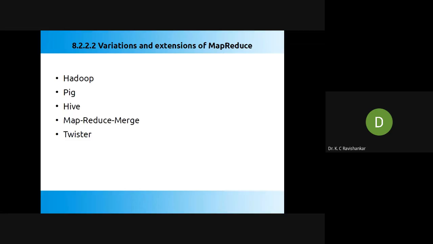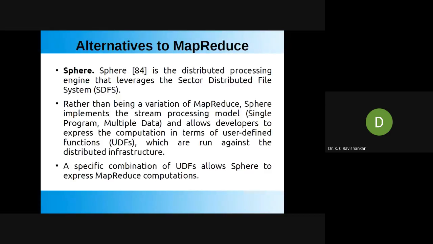So next is alternatives to MapReduce. The earlier one was an extension to MapReduce. Now, apart from MapReduce, we need to see which other types of methods are available. Sphere is the next one. Sphere is a distributed processing engine that leverages the Sector Distributed File System, SDFS. We have seen Hadoop distributed file system, GFS, Google File System. Here now Sector Distributed File System.